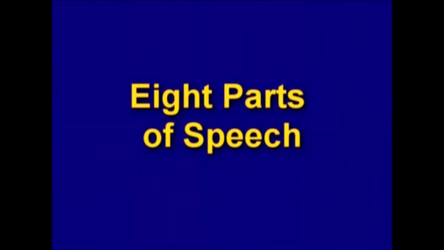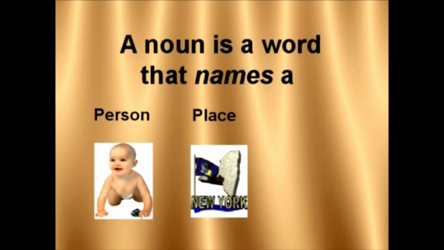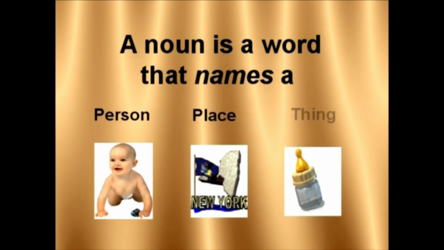Although there are thousands of words in the English language, they can be grouped into 8, according to the work they do. This is why there are only 8 parts of speech, as they are called in English. The first part of speech we're going to take up is the noun. A noun is a word that names a person, a place, or a thing.